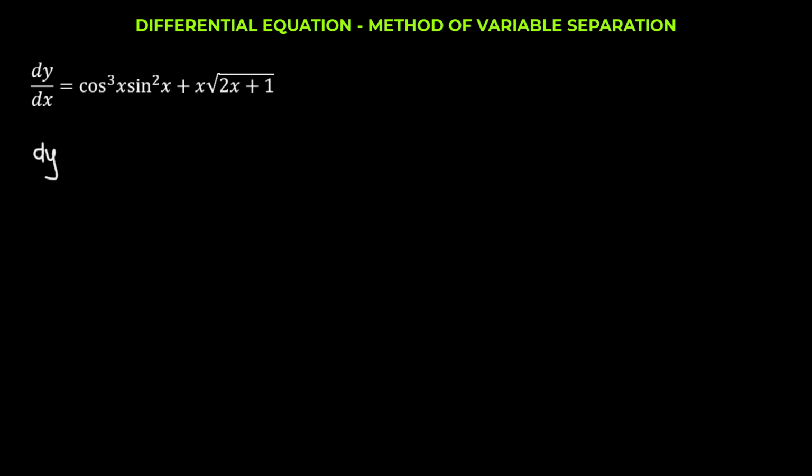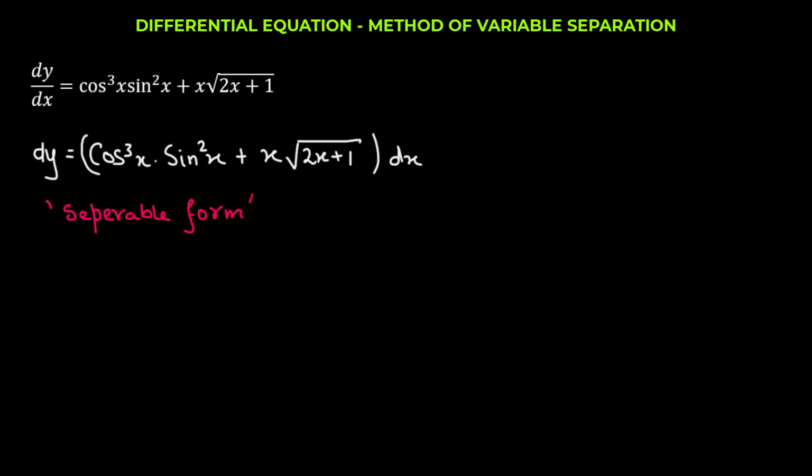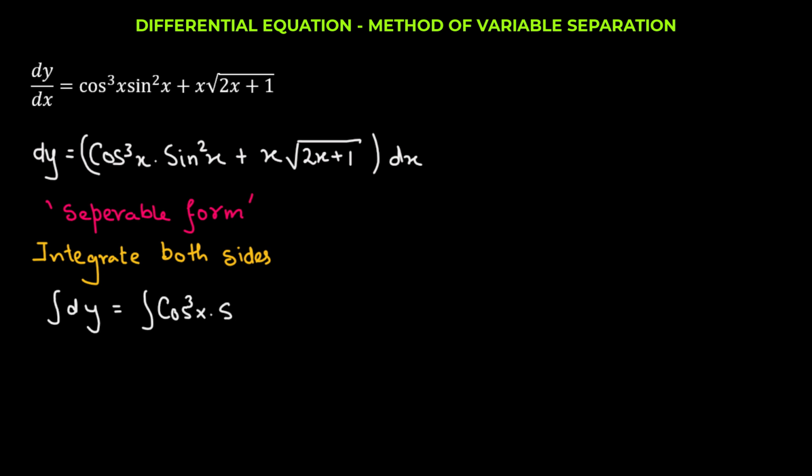So first, we will separate the differentials to get dy equals cosine cubed x sine squared x plus x times the square root of 2x plus 1, whole multiplied by dx. Now this equation is in separable form, so we can integrate both sides to get the integral of dy equals the integral of cosine cubed x times sine squared x dx plus the integral of x times the square root of 2x plus 1 dx. Let us consider the first integral as I1 and the second integral as I2.